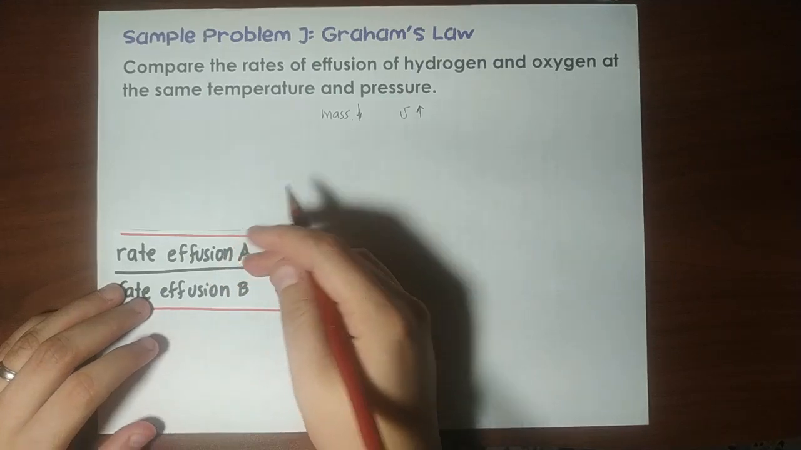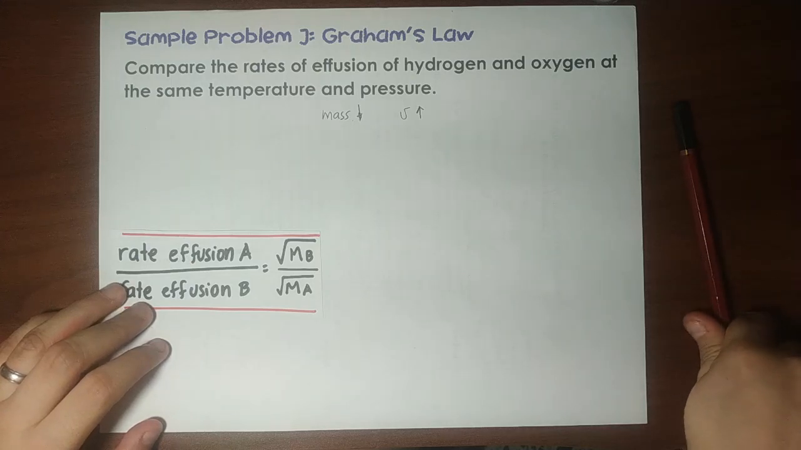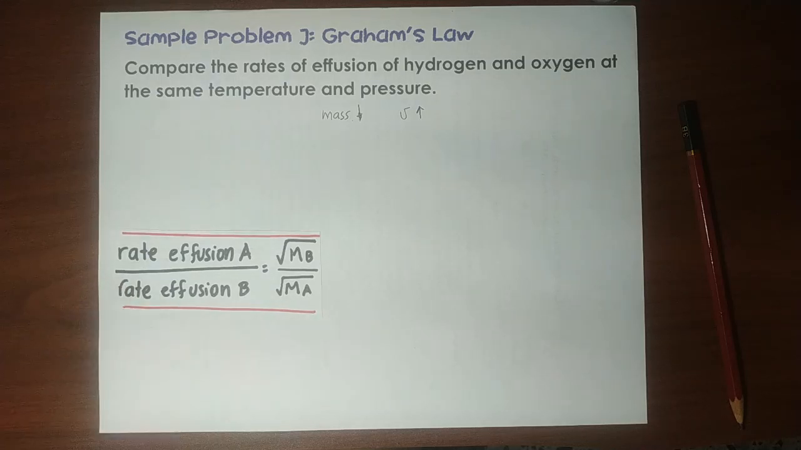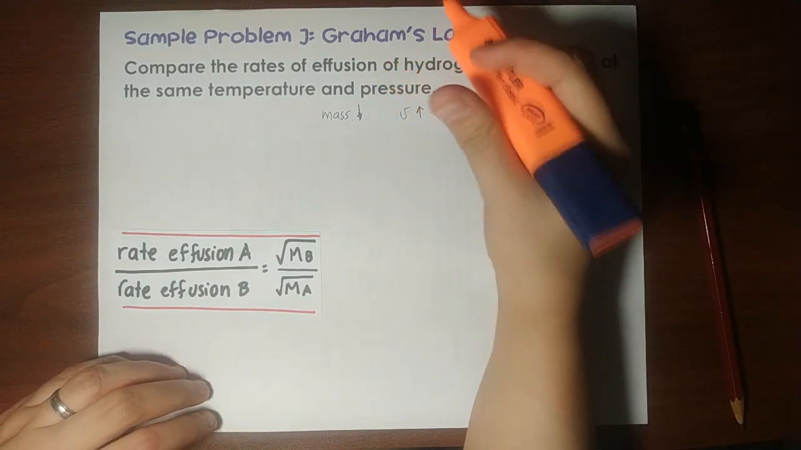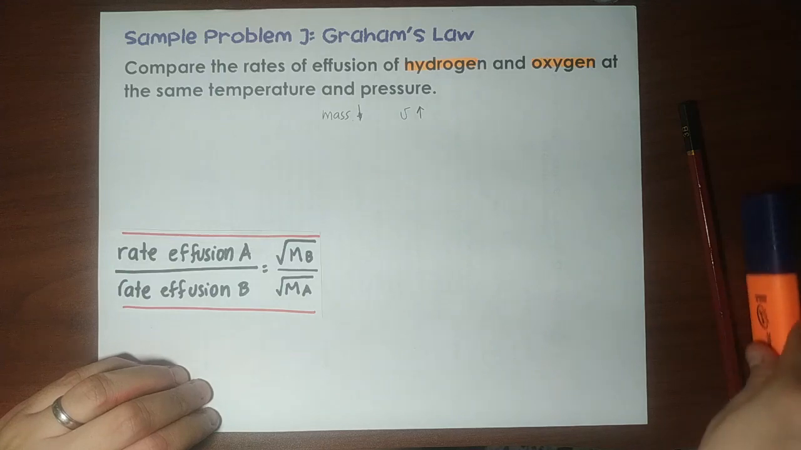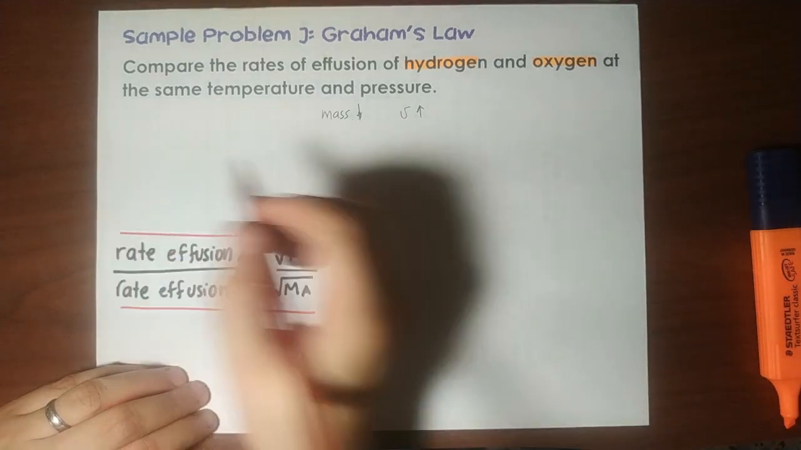Now let's take a look. This sample problem says: compare the rates of diffusion of hydrogen and oxygen. They are both at the same temperature and pressure. So we're going to compare both gases. Hydrogen and oxygen, if you remember, both are diatomic.